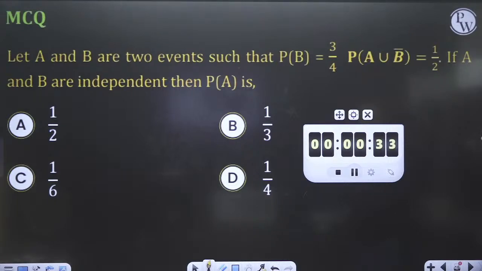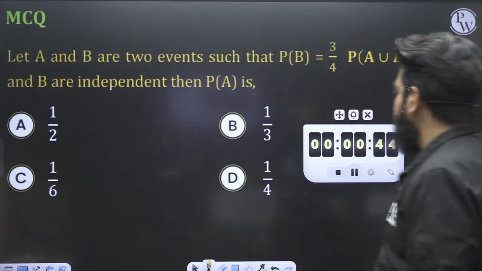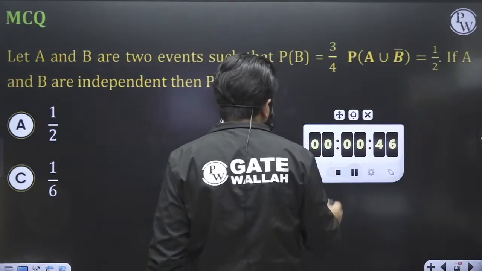I think it is very, very easy question. You simply have to expand A union B formula. P of A union B becomes PA plus PB minus P of A intersection B. Okay, so you can simply expand this formula. Take your time.